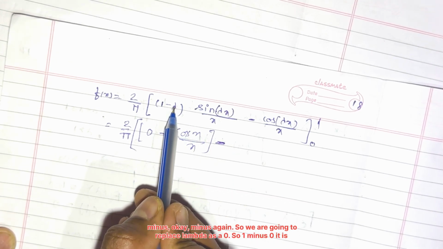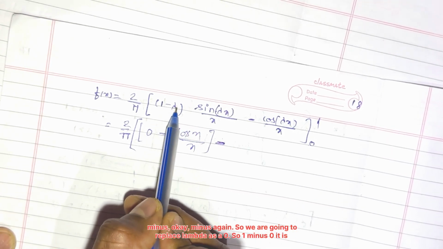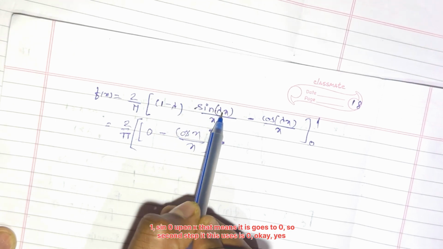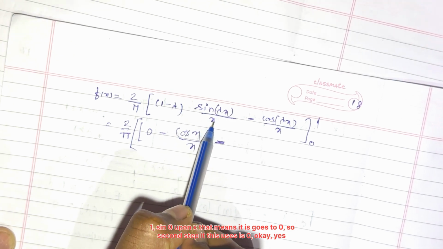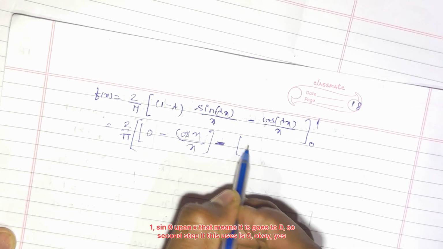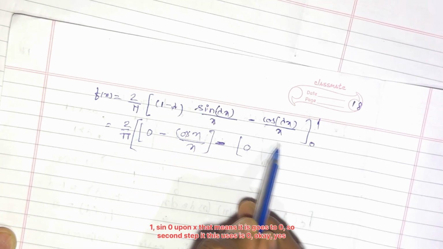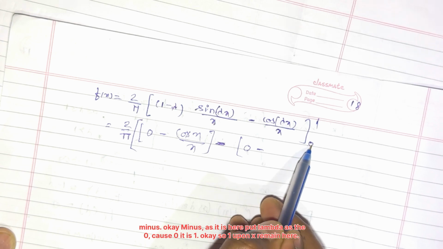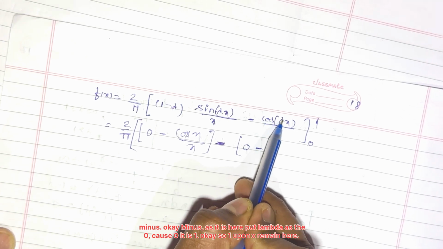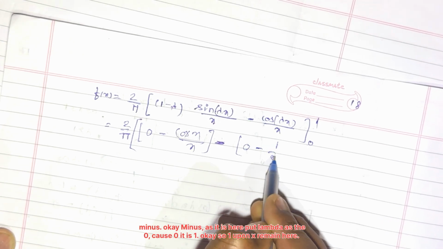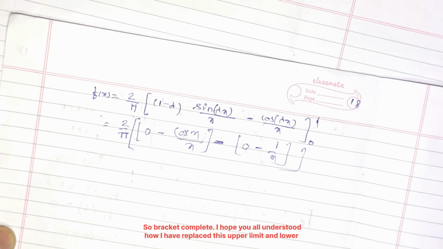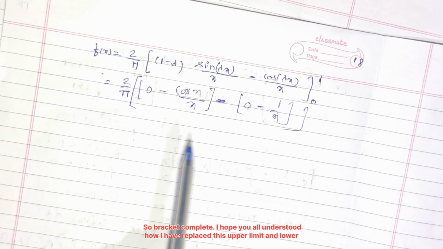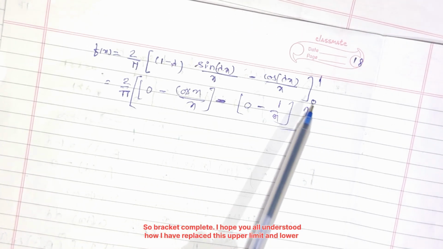Now we are going to replace lambda as 0. So 1 minus 0 is 1, and sin 0 upon x goes to 0, so this second step gives us 0. Then minus as it is here, put lambda as 0, cos 0 is 1, so 1 upon x remains here. So the bracket is complete. I hope you all have understood how I have replaced this upper limit and lower limit here.